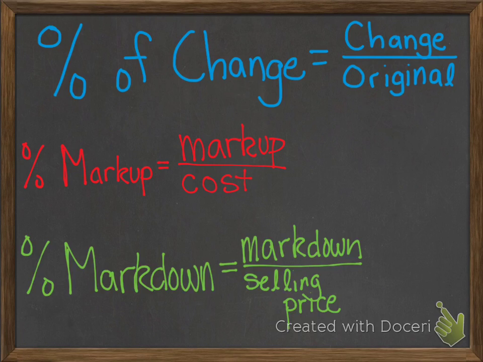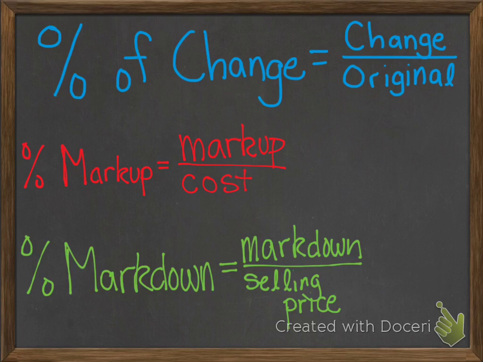And the reason it's over selling price and not over cost is because when you're looking at markdown, it's already at an amount. The store is saying, I'm going to sell this item for $10. And then it goes on sale. So the markdown is from whatever price the store is selling it to you for, and then it goes down to your sale price.